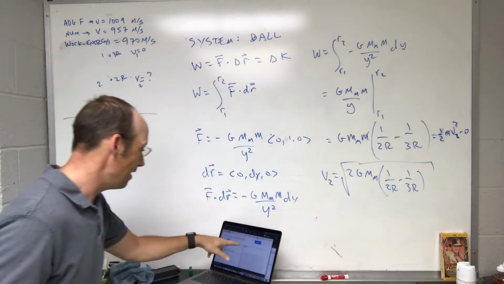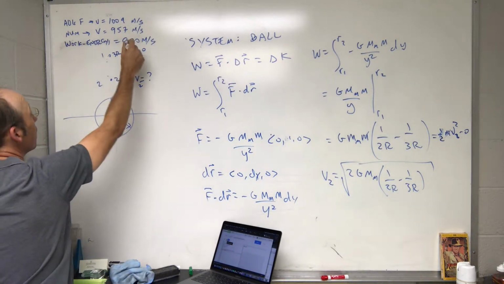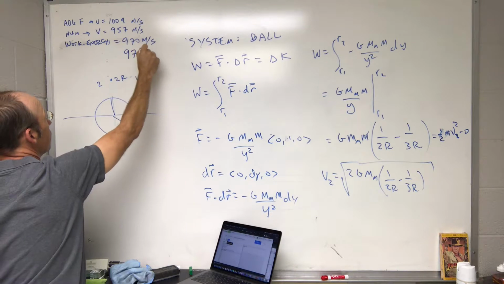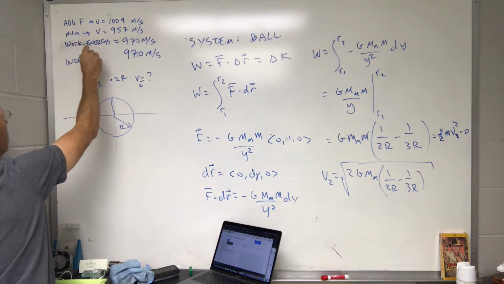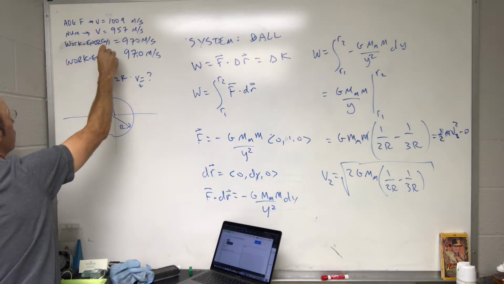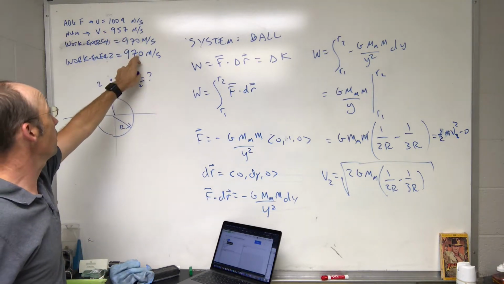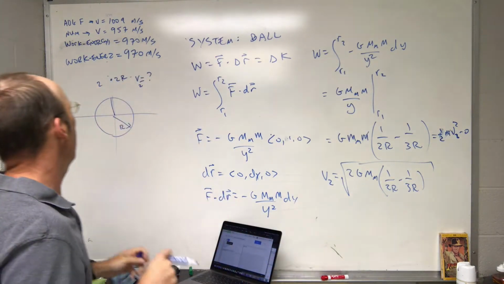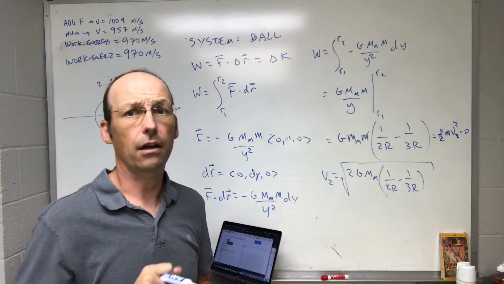I get 970 meters per second. Work, energy, 2. Okay, so this is good. I get essentially the same thing as when I did it numerically, which makes sense. I get a little bit different answer than my numerical, but I think that's just because of the time step, and I think I could fix that.